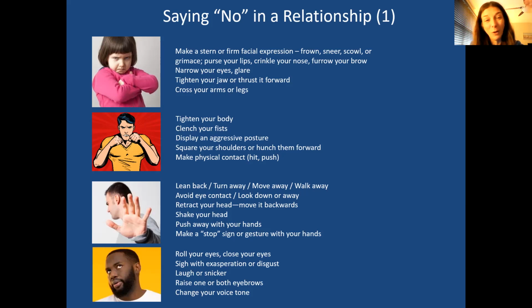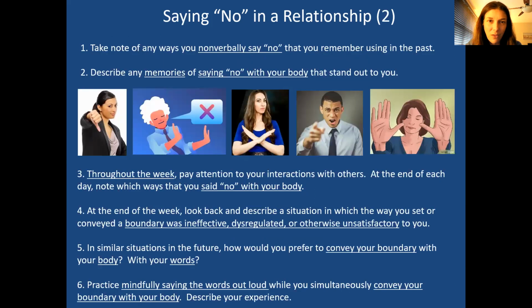Is my voice tone expressing my no, or am I having a kind of a weak, wishy-washy voice that's not quite reinforcing my no, okay? But all of these are really important. And if you're not doing them, try to add these to your repertoire when you're trying to say no.